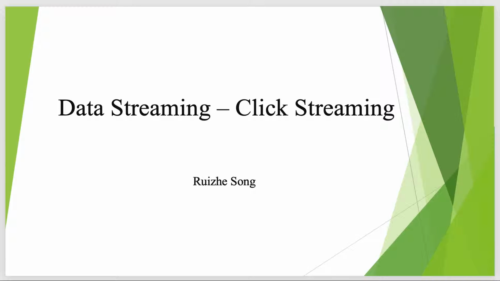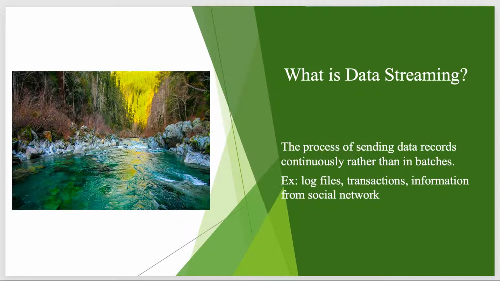Today I'm going to talk about click streaming in data streaming. Imagine a river with water flow. Where does the river begin? Where does the river end? In our view, we cannot find the beginning point of the river, and neither the ending point. Streaming data is like the river, and it has no discrete beginning or ending point. Data streaming is the process of sending data records continuously rather than in batches.